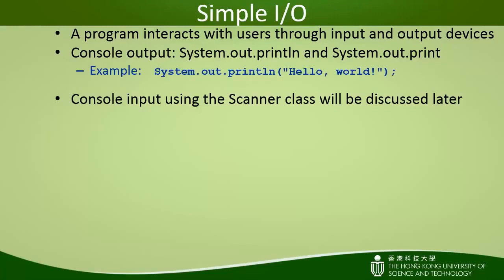In Java, the standard methods for outputting text to console are System.out.println and System.out.print. System is a Java class. You have seen println in the Hello World program. The difference between print and println is that println will move to a new line after printing, while print will stay at the same line.